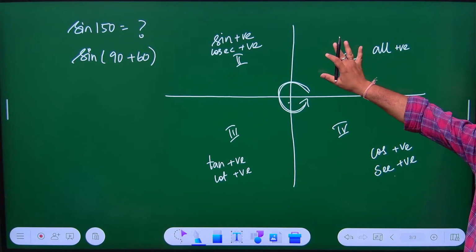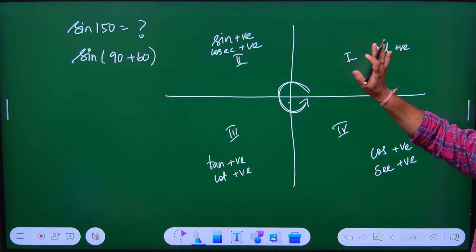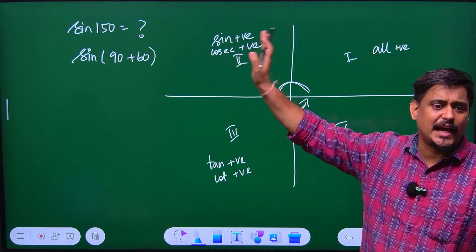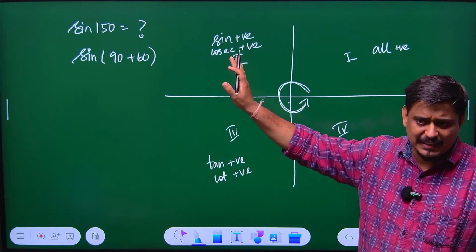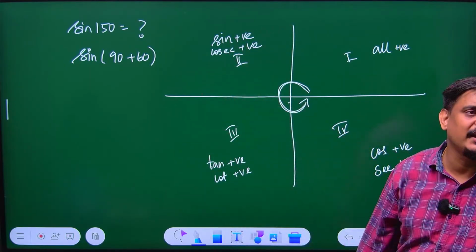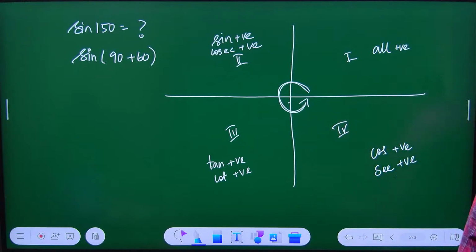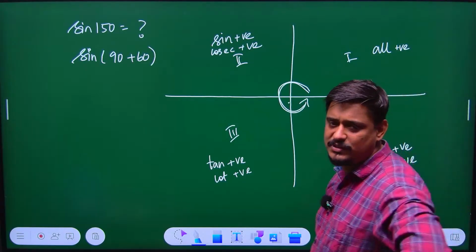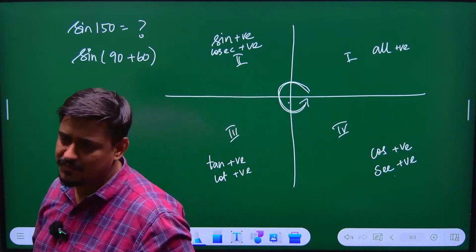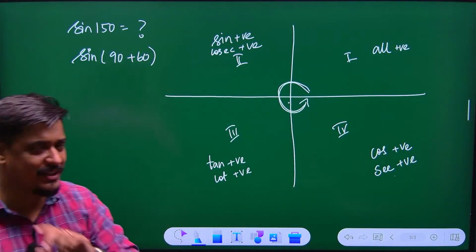So in the first quadrant, all the trigonometric ratios are positive. Second quadrant, only sine and cosec are positive, everything else is negative. Third quadrant, tan is positive, cot is positive, everything else is negative. Fourth quadrant, cos and sec are positive, rest everything is negative. Clear? Okay, now pay attention.